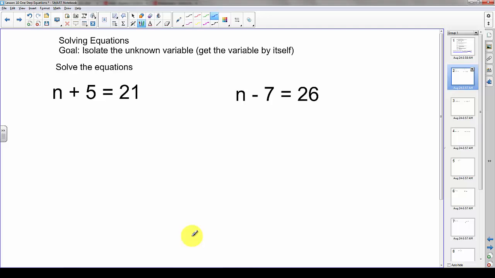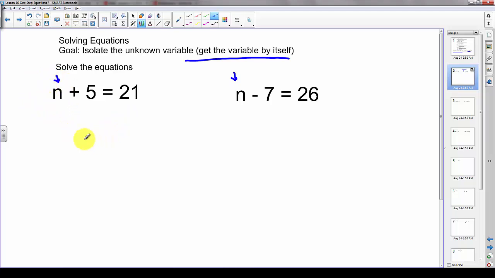In order to solve an equation, our goal is going to be to isolate the unknown variable, or get the variable by itself. We know that a variable is just a letter or a symbol used to describe a number. So in each case, we're going to find out what this variable is equal to.